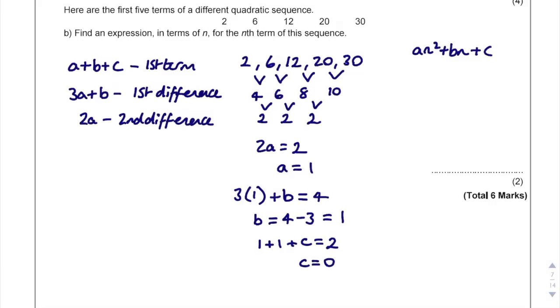So now, if we substitute our values of a, b, and c into the general formula for a quadratic equation, we're going to get n squared plus n. And that's it, because c is 0. So that is our quadratic expression.